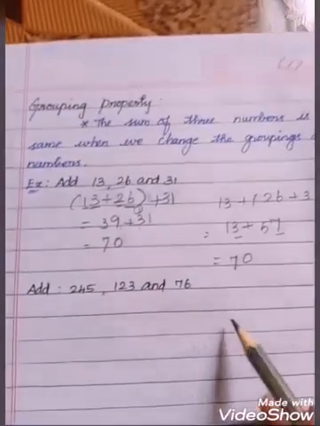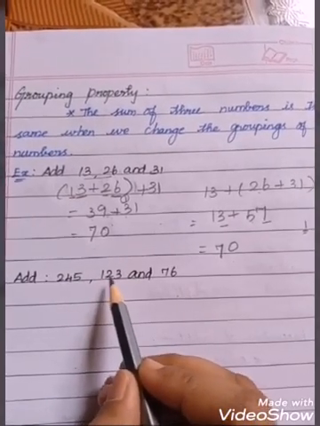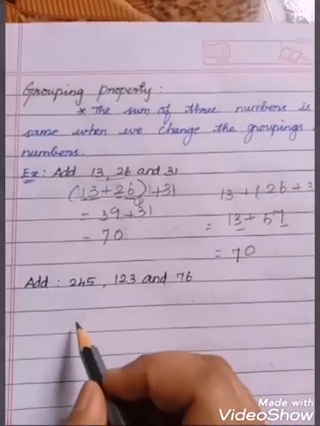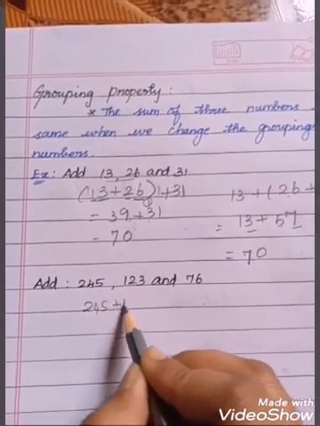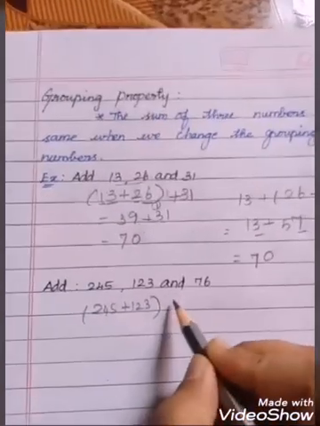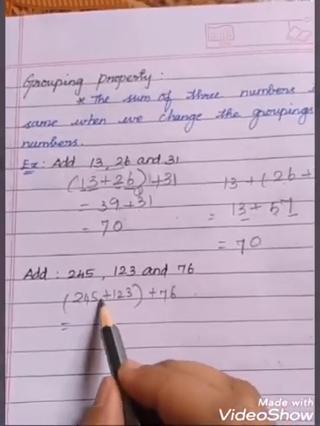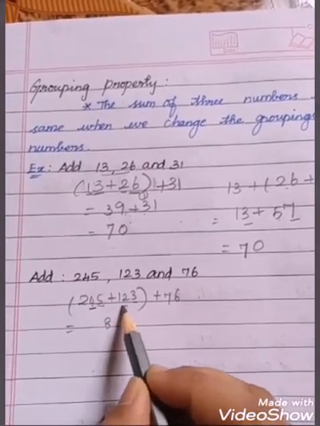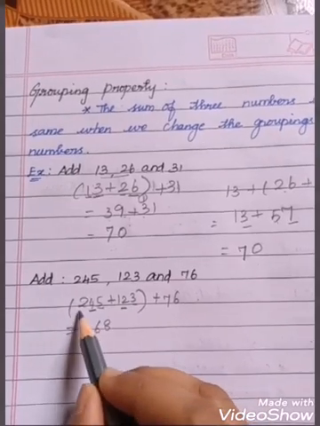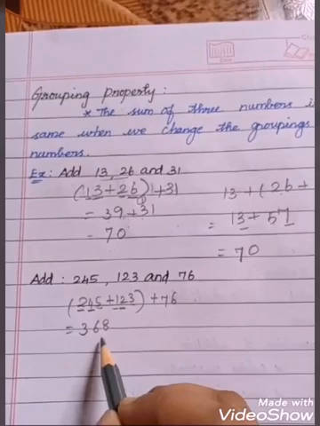So, one more example: 245, 123 and 76. Now we make the group of 245 and 123, plus 76. So add these two numbers. So 5 plus 3 is 8. So 4 plus 2 is 6. The hundreds place, here 2, 1. So 2 plus 1 is 3.